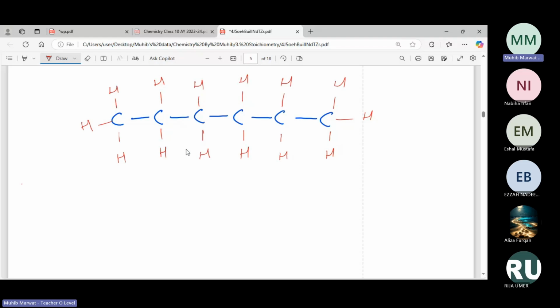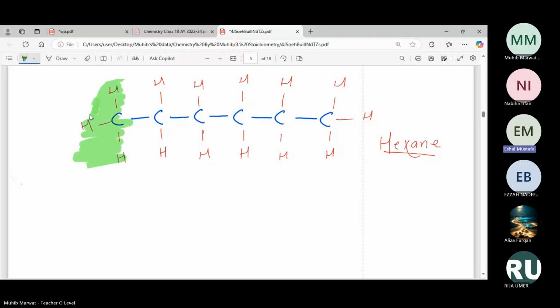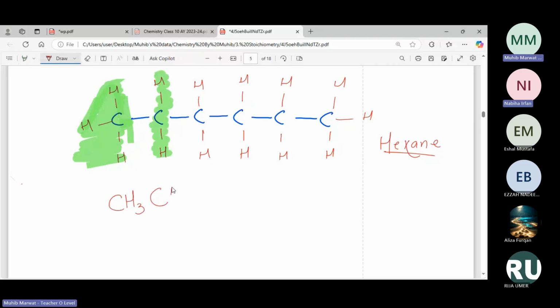So, for example, this is an organic compound, and its name will be: a molecule having 6 carbon atoms will be called hexane. Now, what is this portion? CH3. Yes, excellent. So, can we write over here CH3? And what about this one? CH2. All right, we have written.